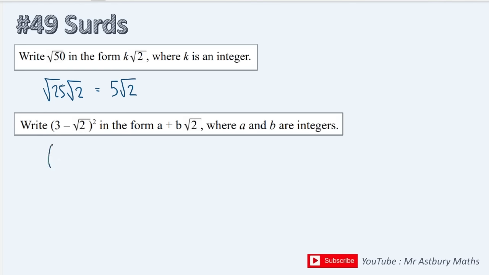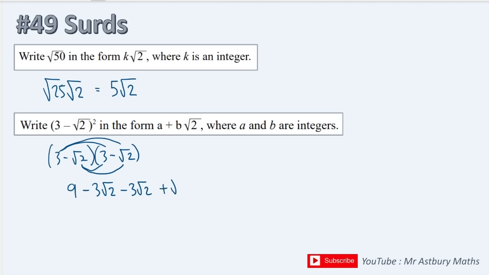Expanding brackets, I'd do it exactly the same way I would do any other bracket. It's squared, so I'd have to write it out next to itself. I'll do 3 times 3, which is 9. I'll do 3 times minus root 2, which is minus 3 root 2. I would do minus root 2 times 3, which is minus 3 root 2. And then the final one, minus root 2 times minus root 2. Well, two minuses are going to make a plus. And root 2 times root 2 is just the same as root 4, which is 2. In fact, any root multiplied by itself is just going to equal whatever that number under the square root is. So that's going to give me 2.